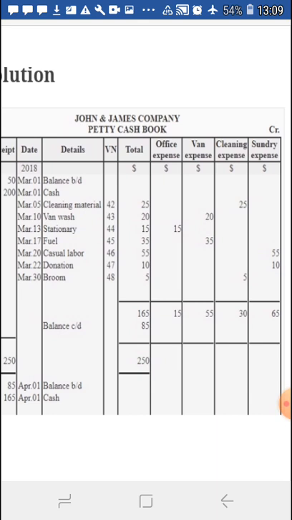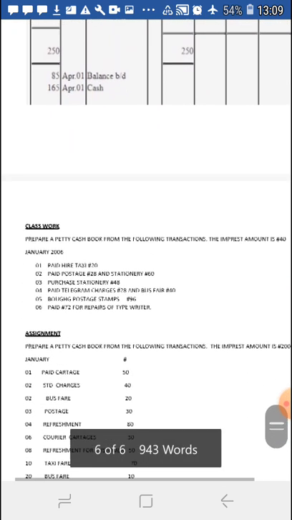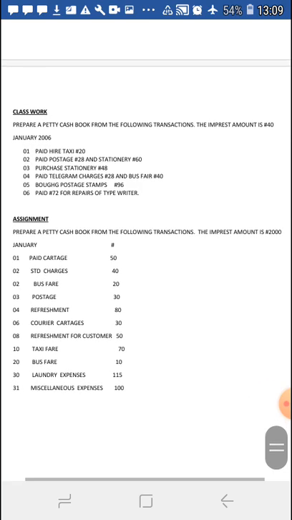And this whole thing, the total will now be added together, and this gave us 250. You can see that it cannot exceed the amount that was given to the petty cashier. Do we understand this? So I'm going to send the classwork to the class.